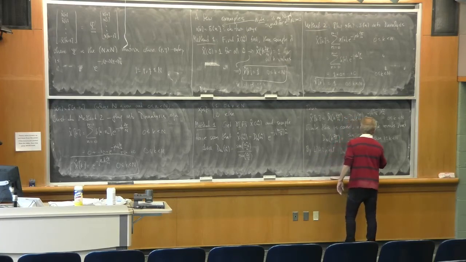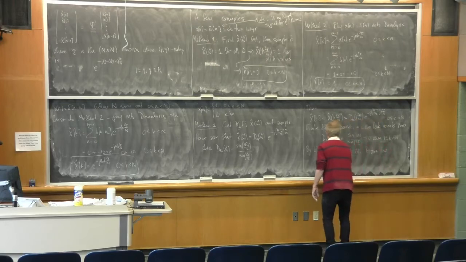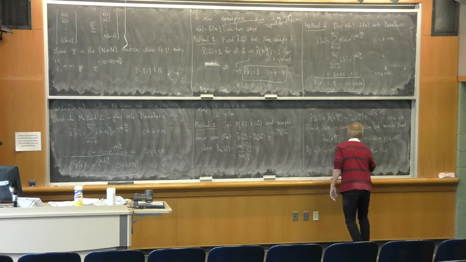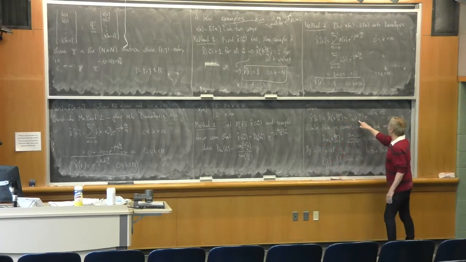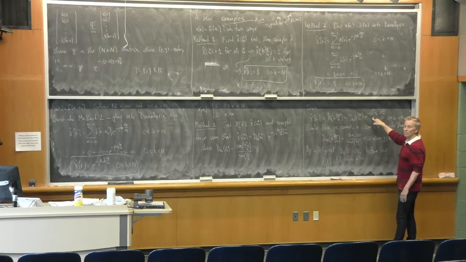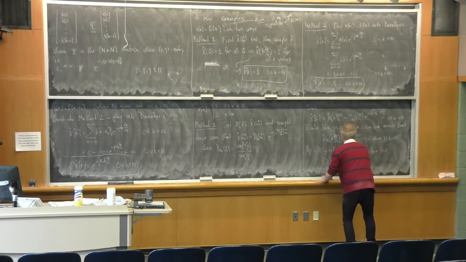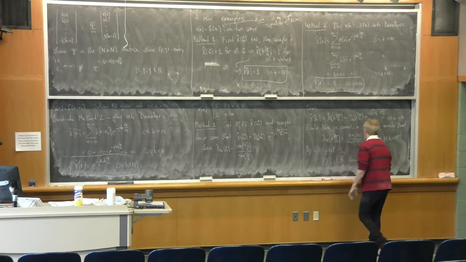So the bottom line is that x hat of k is equal to n when k equals 0, because that's d_N of 0 times 1. And it's equal to 0 for the other values of k in the critical interval 1 through N.